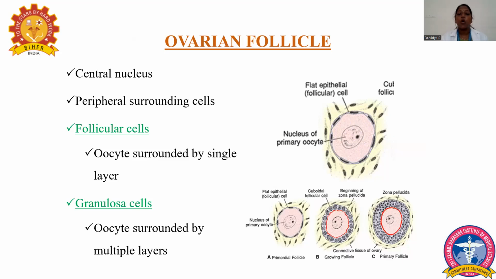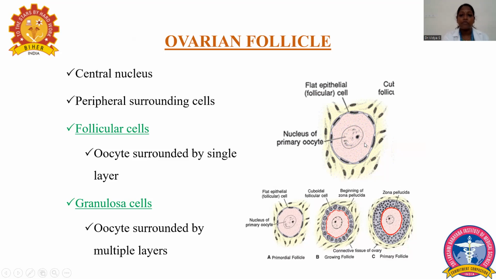Let's move on to the ovarian follicle. The ovarian follicle consists of these common features. First, the central nucleus is present, and we call it the primary oocyte. It is peripherally surrounded by some cells, which we call follicular cells. So this is the central nucleus, we call it the primary oocyte, and it is surrounded by the peripheral cells.